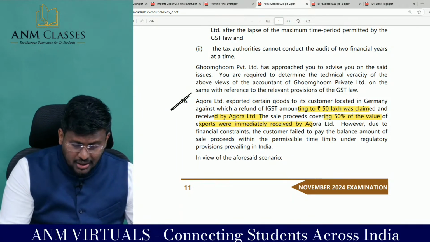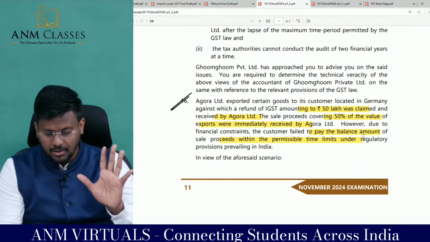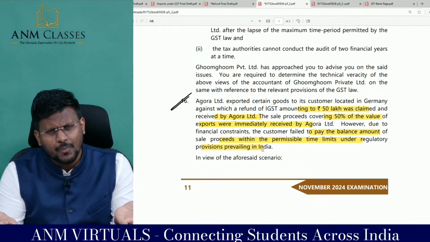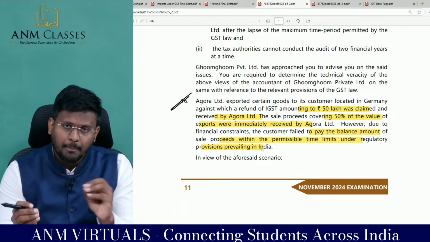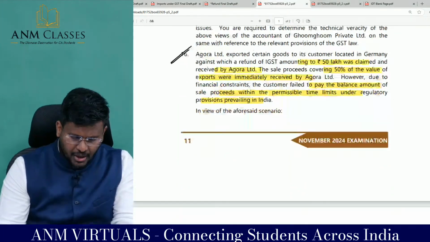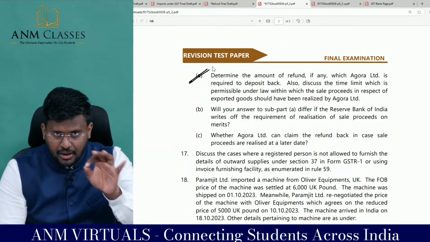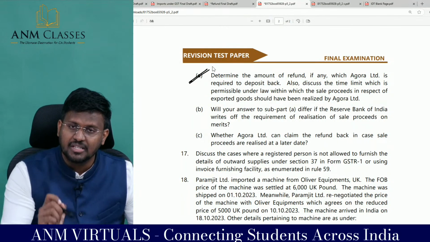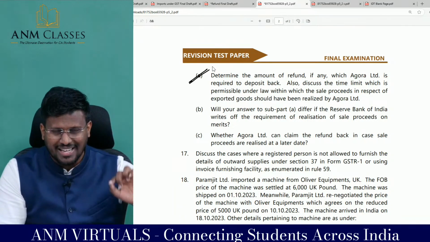However, due to financial constraint, the customer failed to pay the balance amount of sale proceeds within the permissible time limit under the regulatory provisions prevailing in India. What is the regulatory provision prevailing in India? FEMA, the Foreign Exchange Management Act. As per FEMA, you have to repatriate the money within the time stipulated, but the balance 50% they failed to do so. In view of the aforesaid scenario, determine the amount of refund, if any. Agora Limited is required to deposit back 50% of the refund because of the consequences as per 96B.